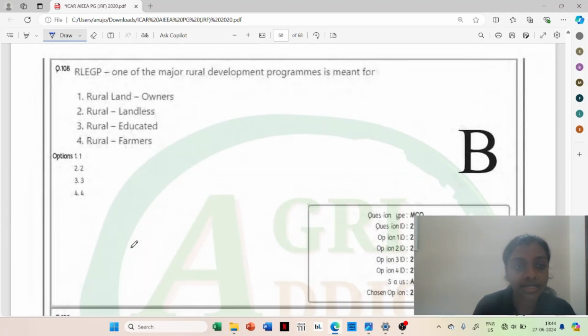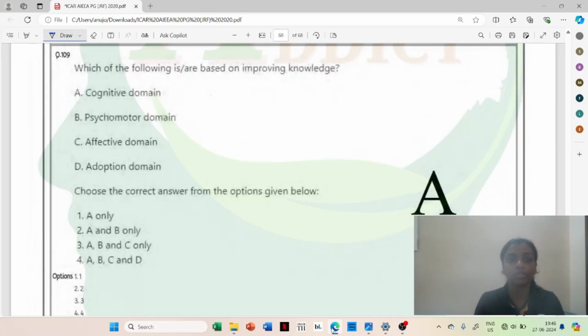Next one, RLEGP, one of the major rural development programs, is meant for. RLEGP, Rural Landless Employment Guarantee Program, started in 1983. It's an old scheme. It is there in the name itself: it is for rural landless people, not for rural landowners or educated people or farmers. Next question, which of the following is or are based on improving knowledge? You know there are three domains for learning.